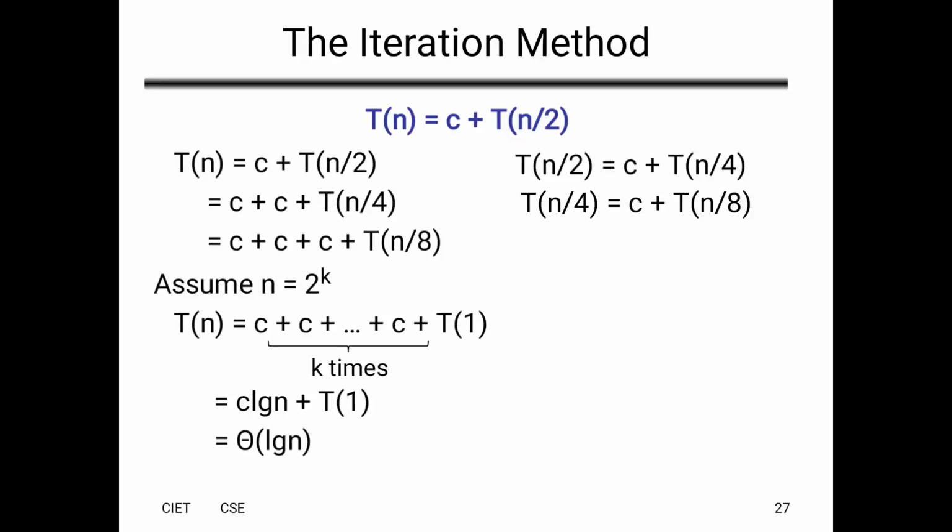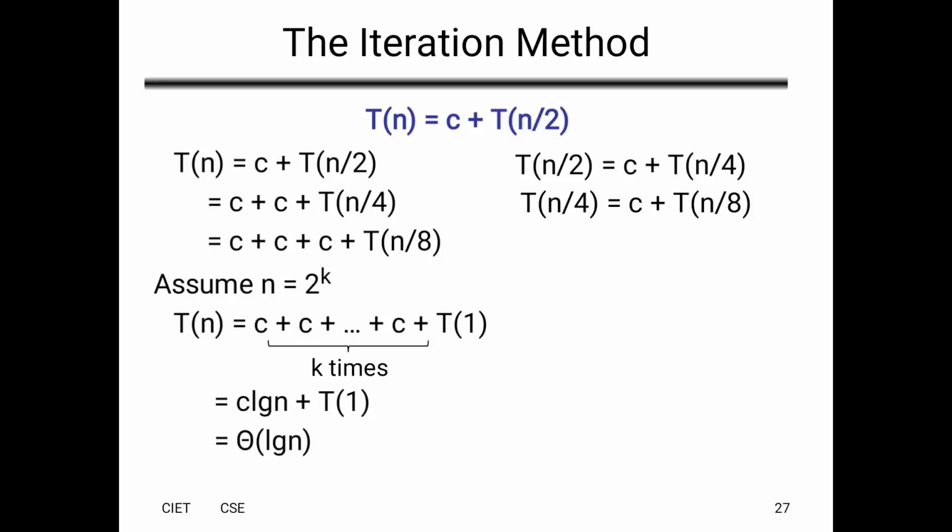In the first step, the original equation is c plus t of n by 2. In the second step, we divide the problem and the iteration starts, giving c plus c plus t of n by 4. In the third step, it becomes c plus c plus c plus t of n by 8, so the remaining term is multiplied accordingly.